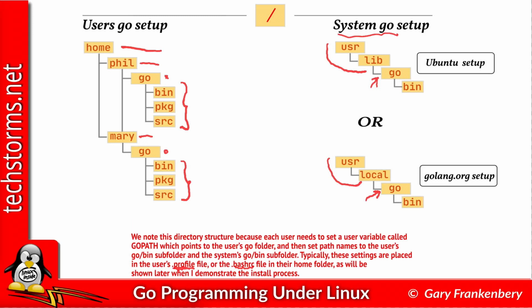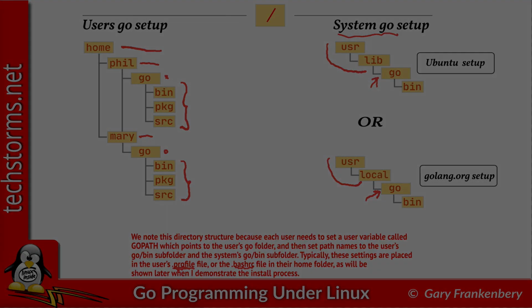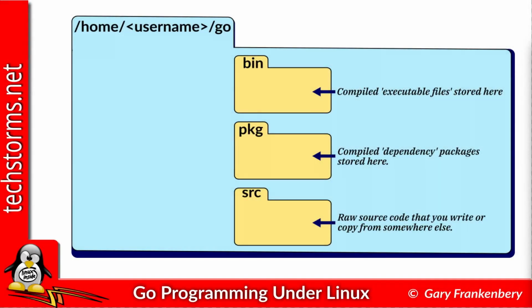So let's take a look at the user's bin, package, and source folders and see what's stored in each of them. So here's a diagram of the home user's Go folder with its 3 subfolders, bin, package, and source. This diagram shows you the types of files you will store in the bin, package, and source folders. The bin folder stores binary files, that is, your compiled Go executable files are stored there.